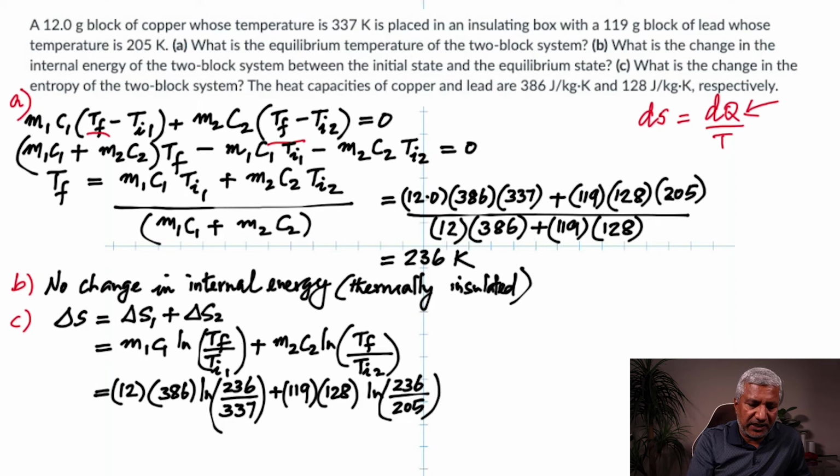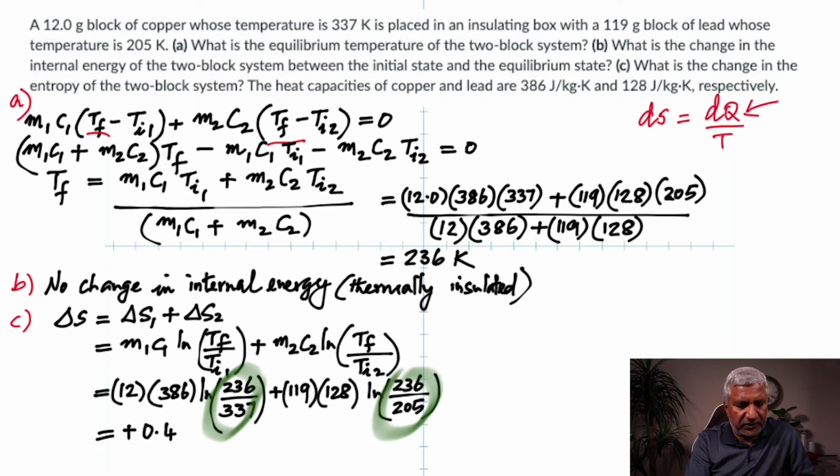Do you notice that this is less than one? Take the natural log of that, it's going to become negative. This one is positive. That's how one term becomes positive, the other negative. So anyways, when I did it, I got these numbers. This is the total change. I didn't write them individually. You get one positive, the other negative, and that will be the total change in entropy.